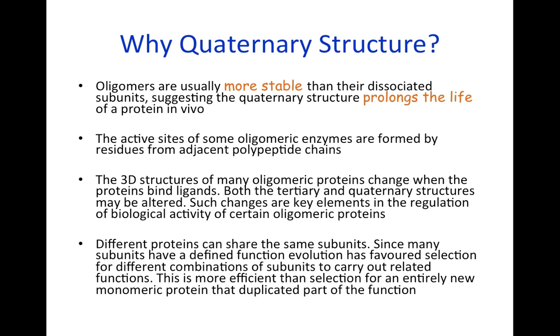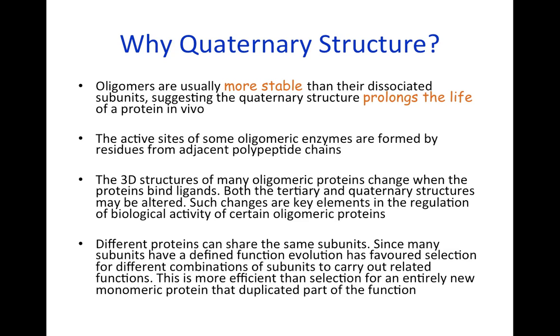So why quaternary structure? Why is it that we didn't just leave these separate polypeptide chains to exist on their own, because they can? What is the benefit of having an association between these different polypeptide chains? Now, we say that the protein is what we call an oligomeric protein, meaning that it's made up of more than one polypeptide chain. So let's read and see what's happening here. Oligomers are usually more stable than their dissociated subunits. So we see here that the quaternary structure offers more stability, suggesting that the quaternary structure prolongs the life of a protein in vivo.